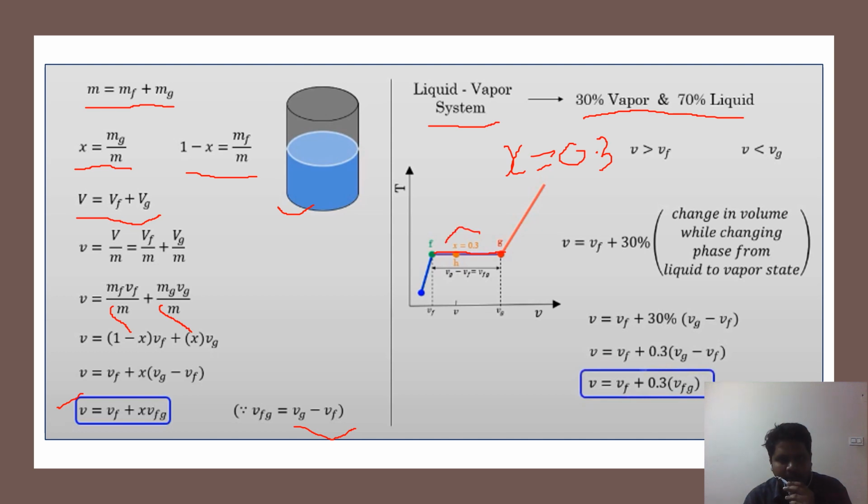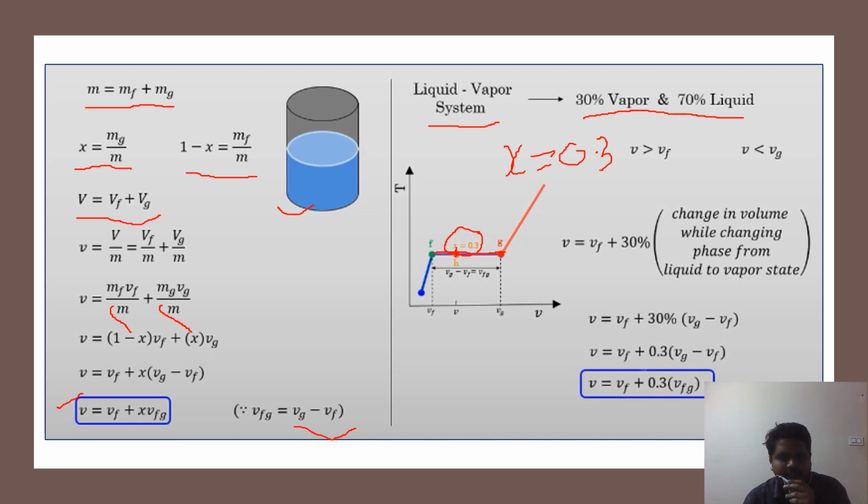If you look at the TV diagram, on line FG, this is the position of the point x equals 0.3. This we already calculated. How can we calculate the dryness fraction? x equals mass of the vapor divided by total mass. Here mass of the vapor is 30%, total mass 100%, so the x value would be 0.3. And see here, Vfg equals Vg minus Vf. This is the location of the point x on the FG line.